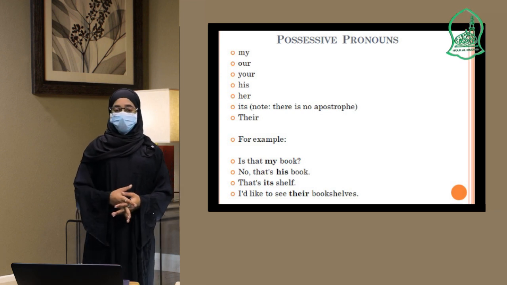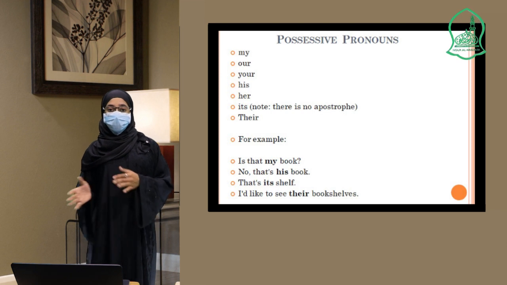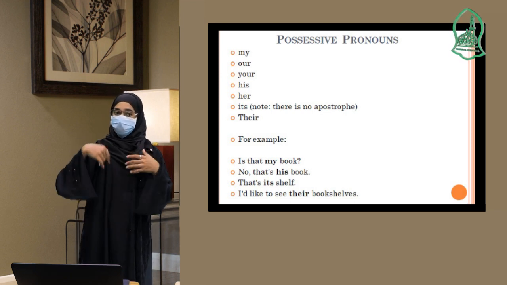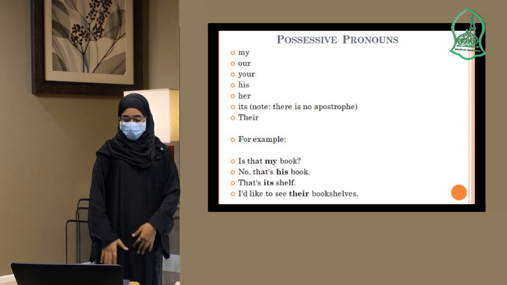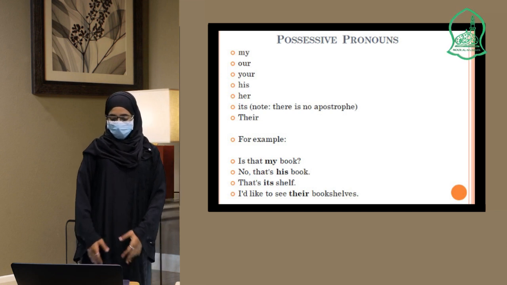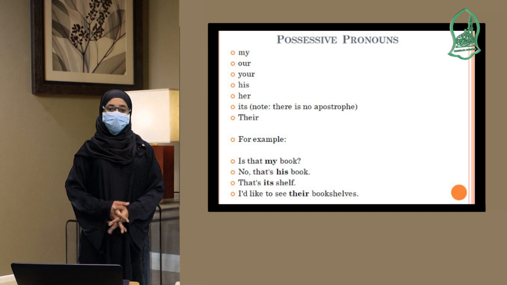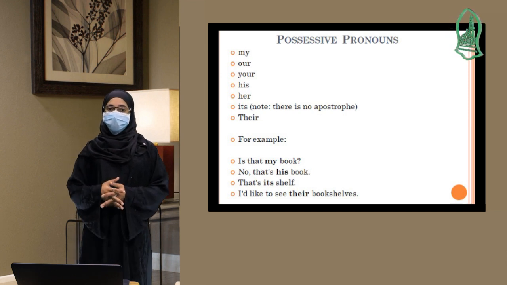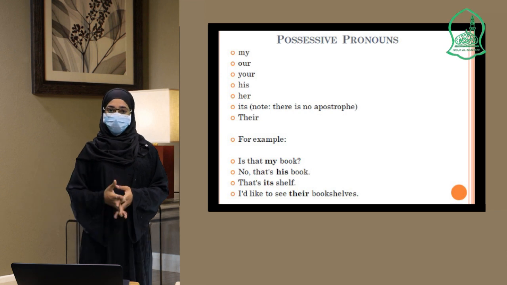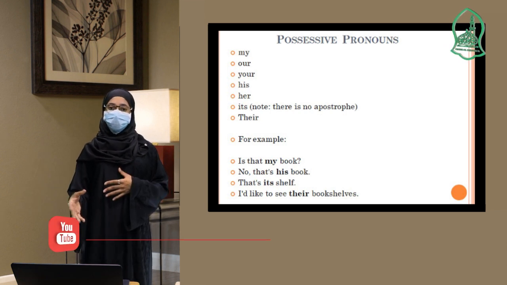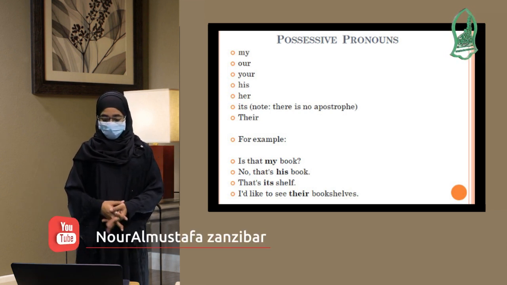That's its shelf. Its shelf means it's a shelf, but it is not mine. It's shelf. Something else owns the shelf. And then another example: I like to see their bookshelves. Their bookshelves means there are shelves that some people own. So who is owning the shelf? I want to see their bookshelves.